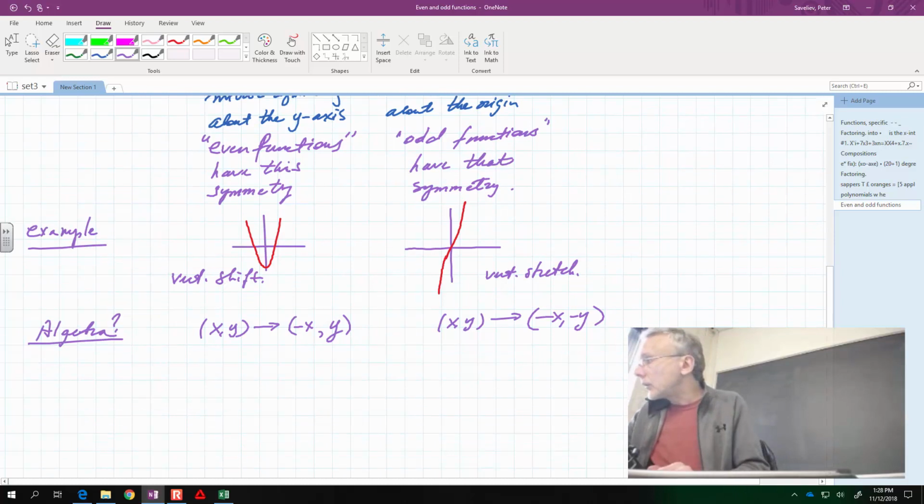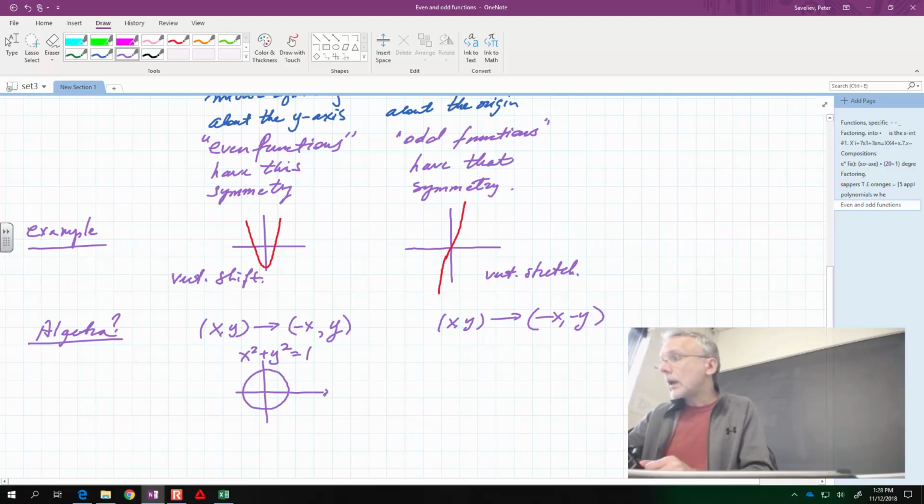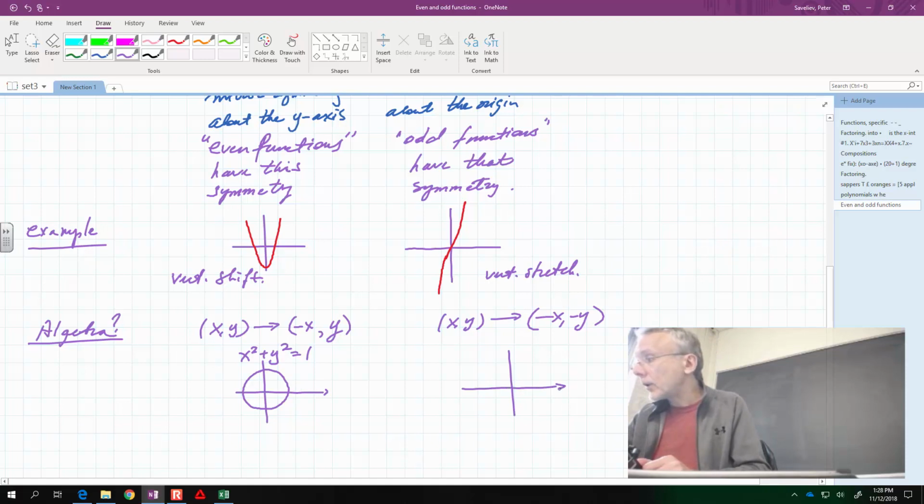Okay? So with that, let me have maybe an example. An example that we're going to deal with anyway, and that's a circle. Remember the formula of a circle? x squared plus y squared is equal to 1, centered at the origin. And this circle, not a function, has both of these symmetries, as a matter of fact.